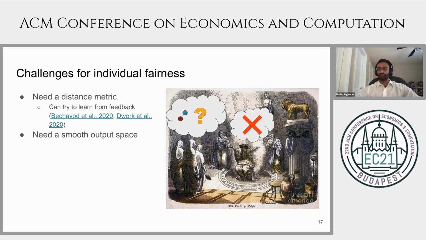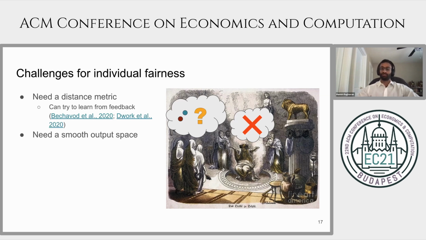The other challenge that we might face is that we often need a smooth output space in order to be able to implement this, right? If we have a strictly binary output space, we're always going to have a case where there's a decision boundary somewhere, and someone just above the boundary and someone just below the boundary will look similar in feature space, but will receive very different outcomes.